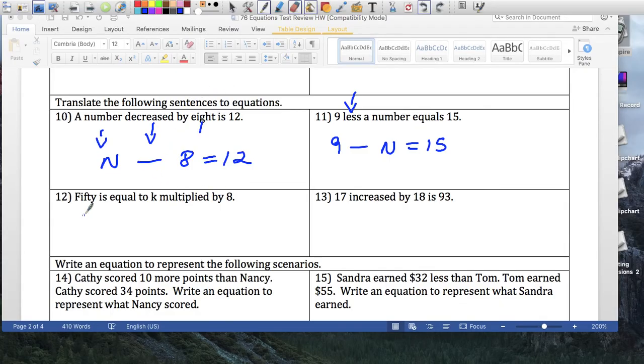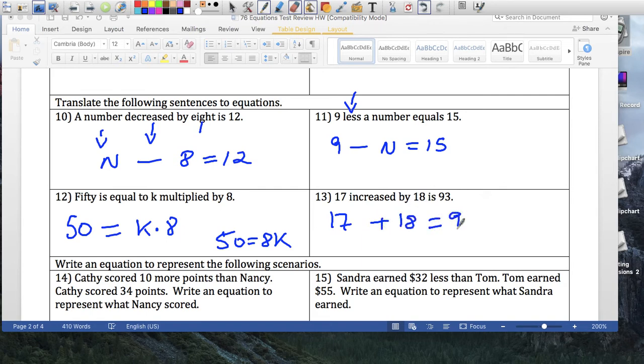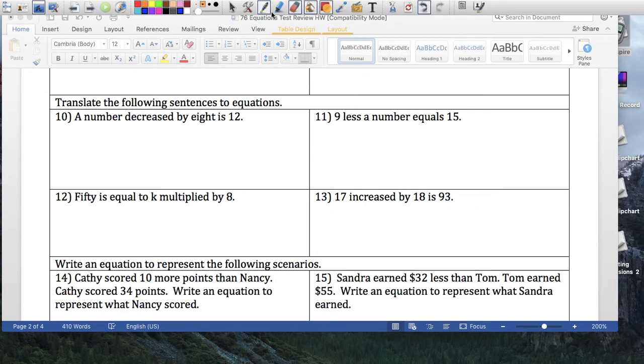50 is equal to k multiplied by 8. Here's 50. Equal means the equal sign, to k multiplied by 8. Or if you wanted to clean that up, this would be better written 8k. You always want the coefficient first. 17, increase means plus, by 18 is 93. That is definitely wrong. That should be 17 increased by a number, not by 18. So just ignore that.